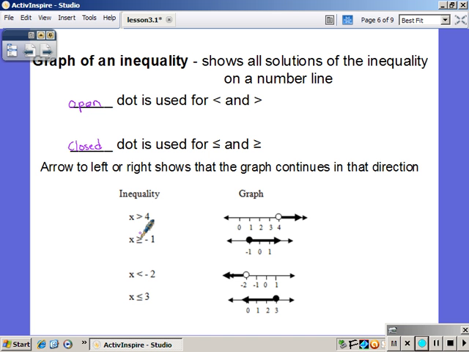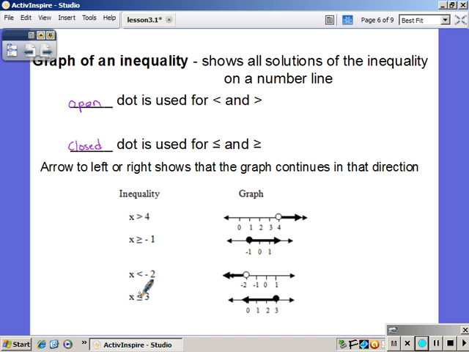x is less than negative 2, no "or equal to," so open dot. Numbers less than negative 2, less than, go to the left. x is less than or equal to 3, I have the "or equal to," so I see my closed dot. Less than, again, my shading goes to the left.